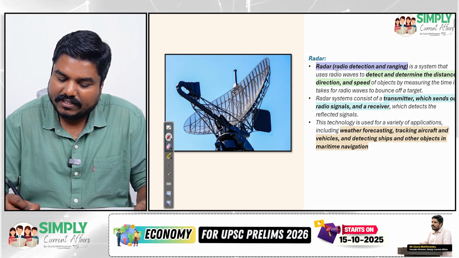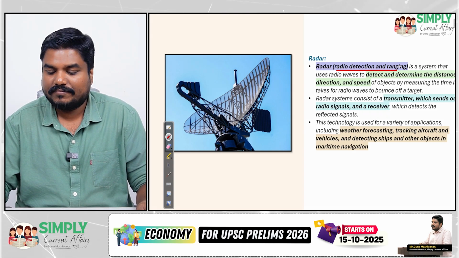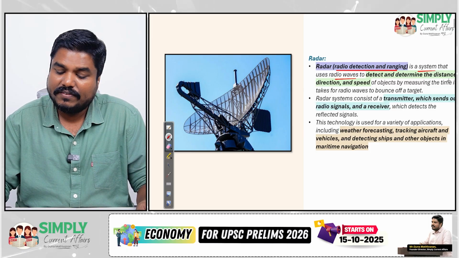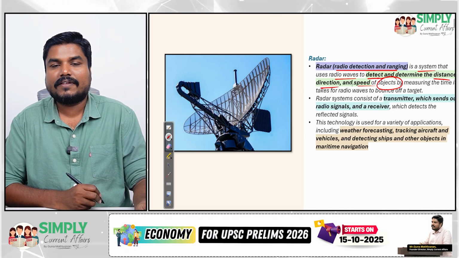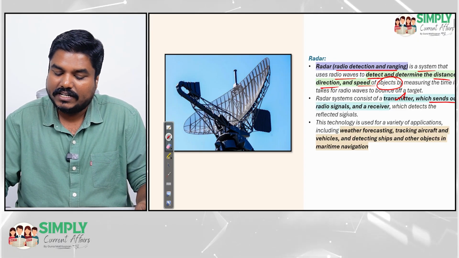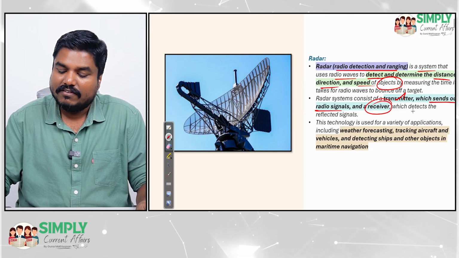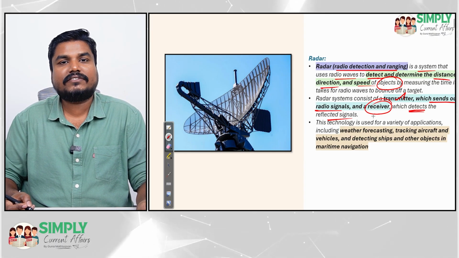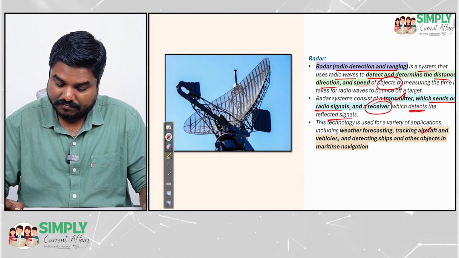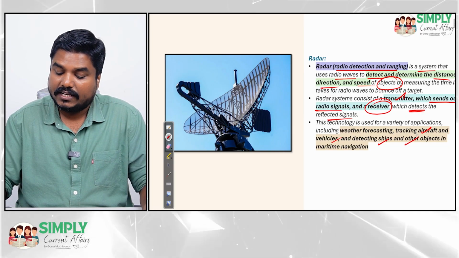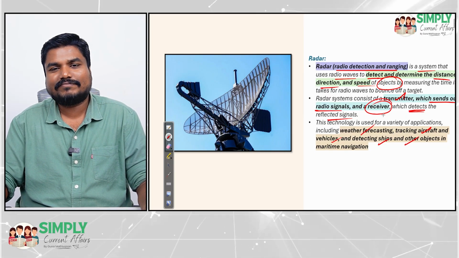So radar means radio detection and ranging. A system that uses radio waves to detect the distance, direction and speed of objects, which will have a transmitter which will send out radio signals and a receiver which will detect the reflected signals. This can be used in tracking aircraft, vehicles, detecting ships and other objects, weather forecasting, etc.